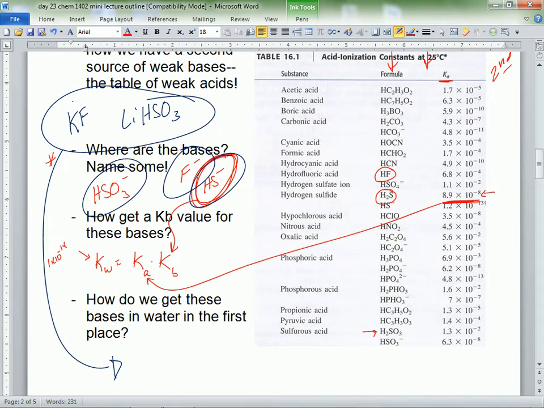So when I see these compounds, I don't see the alkaline earth metal. And that really helps my brain look at this stuff. All I see are those conjugate bases. Don't look at those alkaline earth metals. They don't do anything. Just kind of block them out.